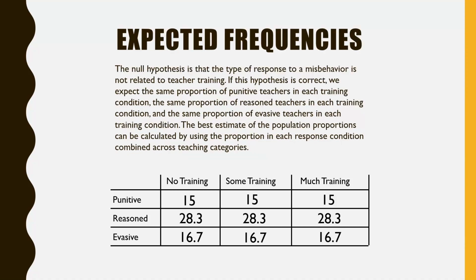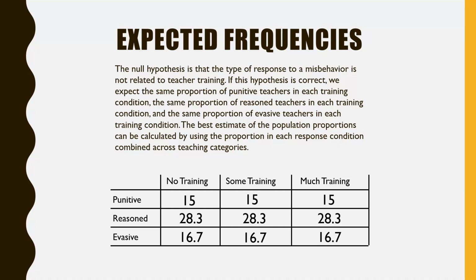So here are our expected frequencies. The null hypothesis is that the type of response to misbehavior is not related to teacher training. If this hypothesis is correct, we expect the same proportion of punitive teachers in each training condition, the same proportion of reasoned teachers in each training condition, and the same proportion of evasive teachers in each training condition.